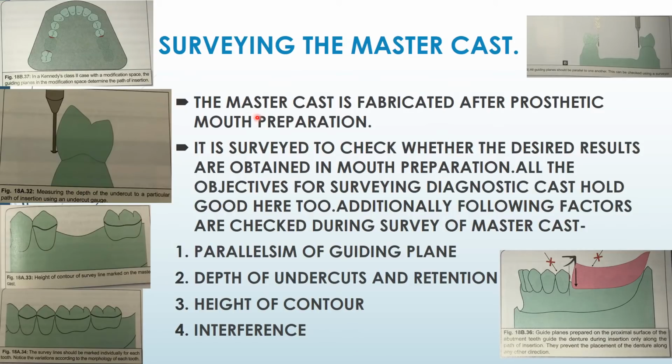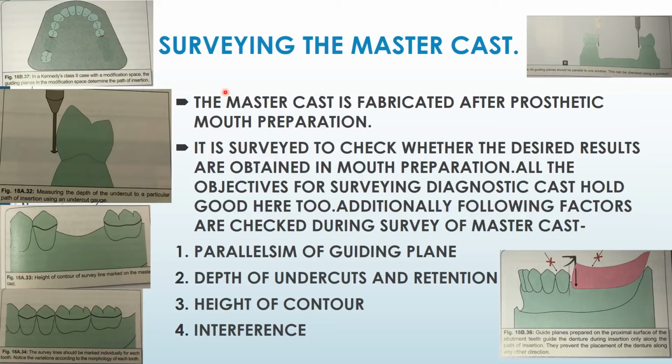Then the next thing you do is survey the master cast. The master cast is fabricated after prosthetic mouth preparation. If the patient requires some prosthetic mouth preparation, then after that you survey the master cast, to check whether the desired results are obtained in the mouth preparation. Then all the objectives for surveying the diagnostic cast hold good here too.